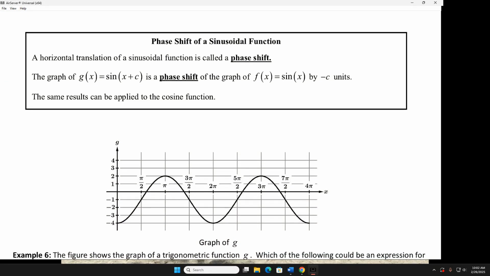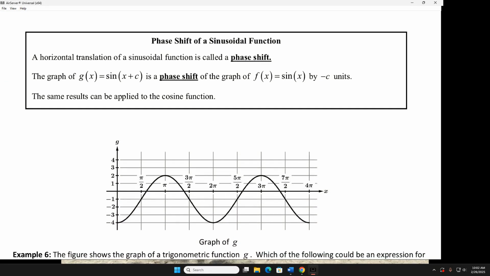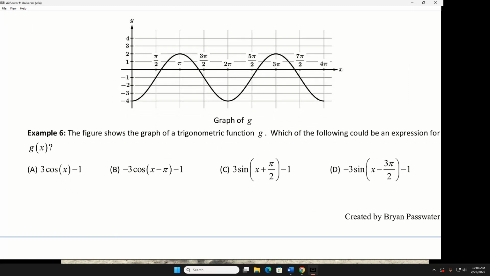So a shift left and right is called a phase shift. I will still sometimes call it a horizontal translation, but with sine and cosine curves, sinusoidal curves, it is called a phase shift. And just like before, when we were shifting left and right, you shift by the opposite amount. So a positive inside is going to shift it to the left, a negative inside is going to shift it to the right. Okay, so here we go.